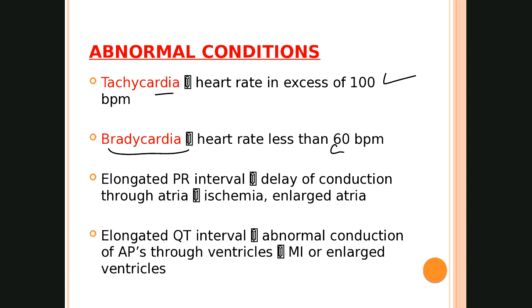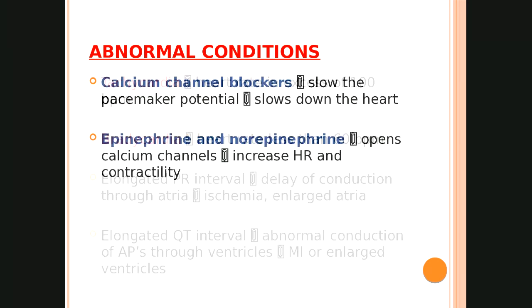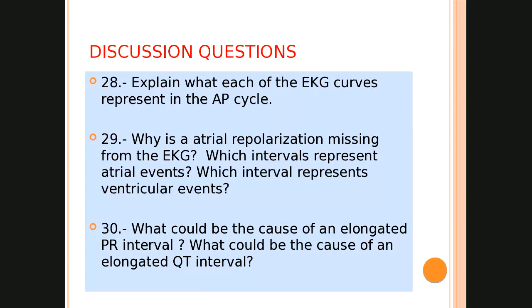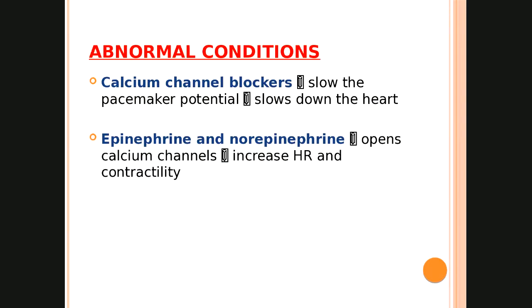An elongated PR interval shows you a delayed conduction within the atria. That tells you there is some type of blockage of blood vessels or an enlarged atria, which makes it take longer for the action potential to travel through the atria. An elongated QT interval indicates an abnormal conduction through the ventricle due to an enlarged heart or a heart attack that has destroyed some of the cells. We already talked about calcium channel blockers and the epinephrine actions.